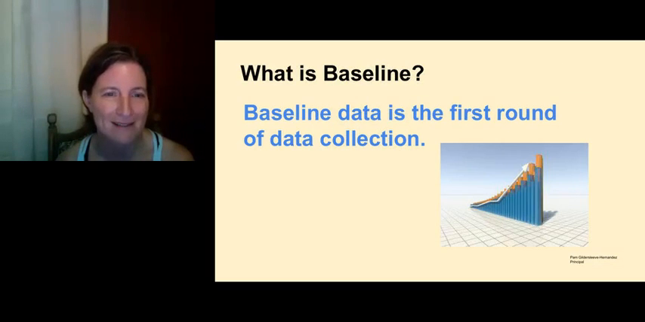So what is baseline data? Baseline data is simply the first round of data that is being collected.